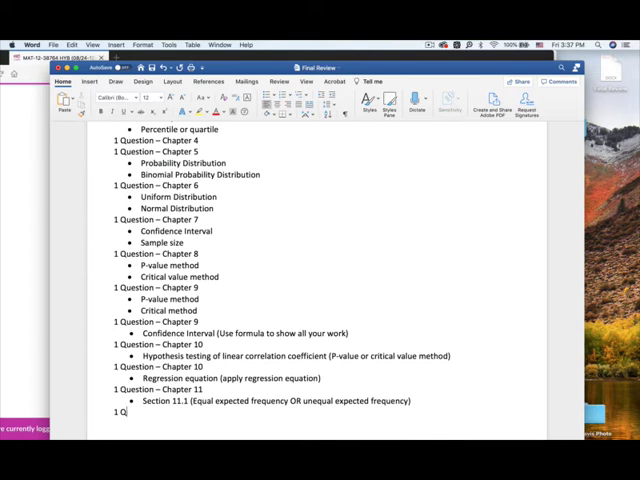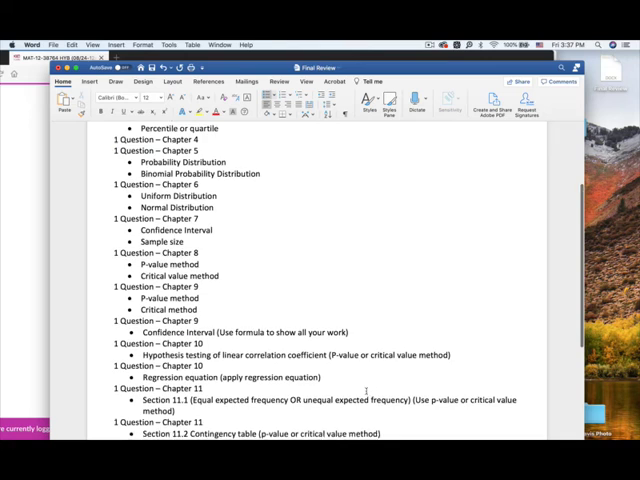And one question that is also from chapter 11. That will be section 11.2 about the contingency table. You need to know how to use the p-value method or critical value method. Okay, same idea as section 11.1 here. Use the p-value method or critical value method.